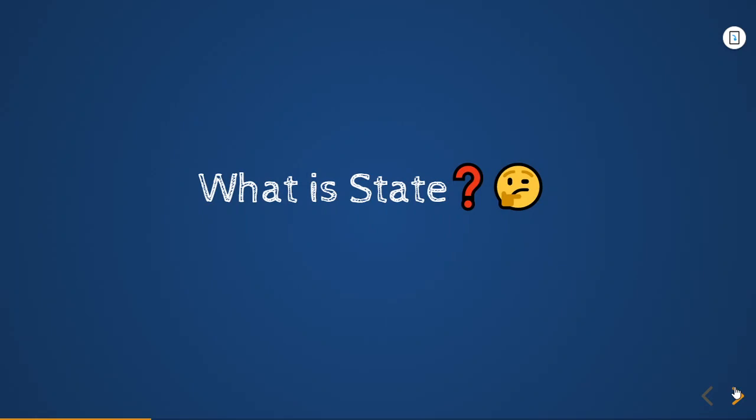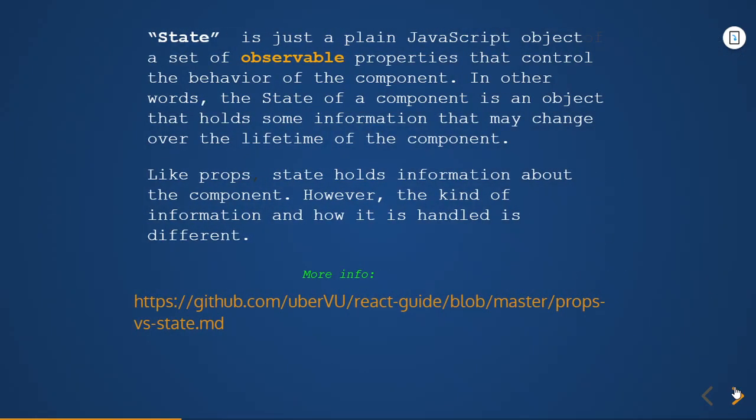Okay, so state. What is state? State is just a plain JavaScript object. It's a plain JavaScript object of a set of observable properties that control the behavior of the component. English is just kind of messy, sorry about that. It's a set of observable properties that control the behavior of the component.